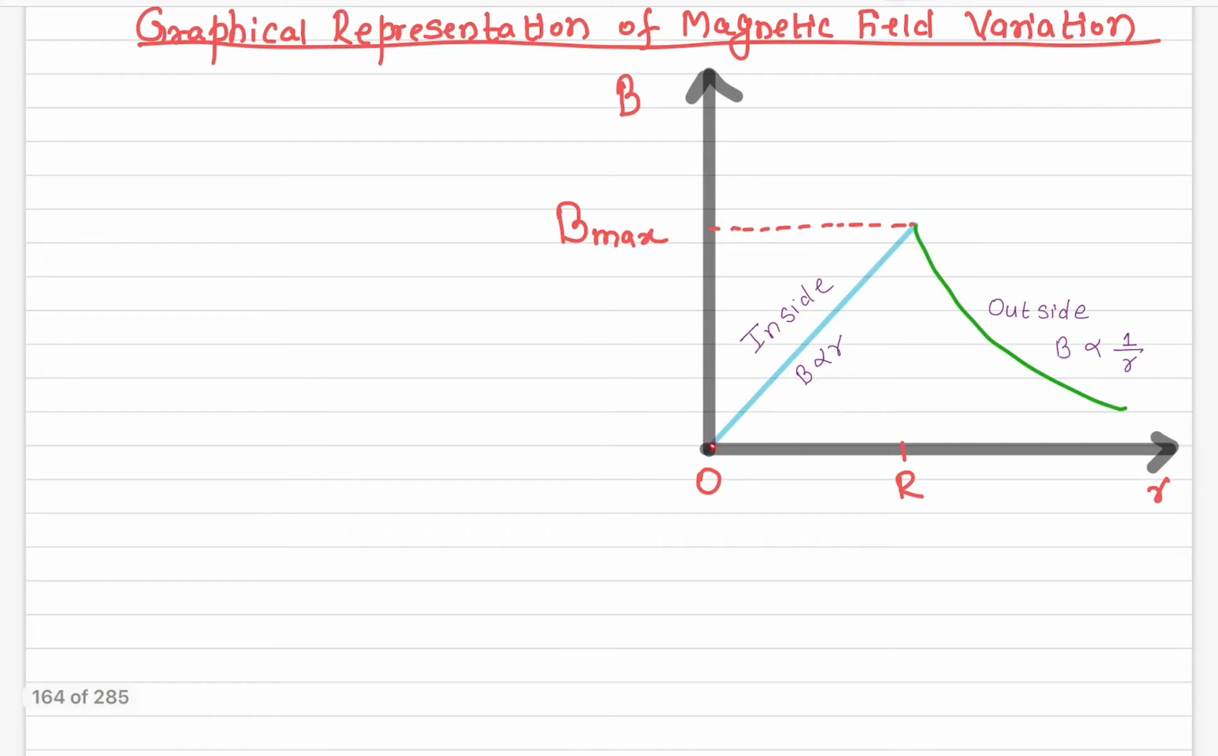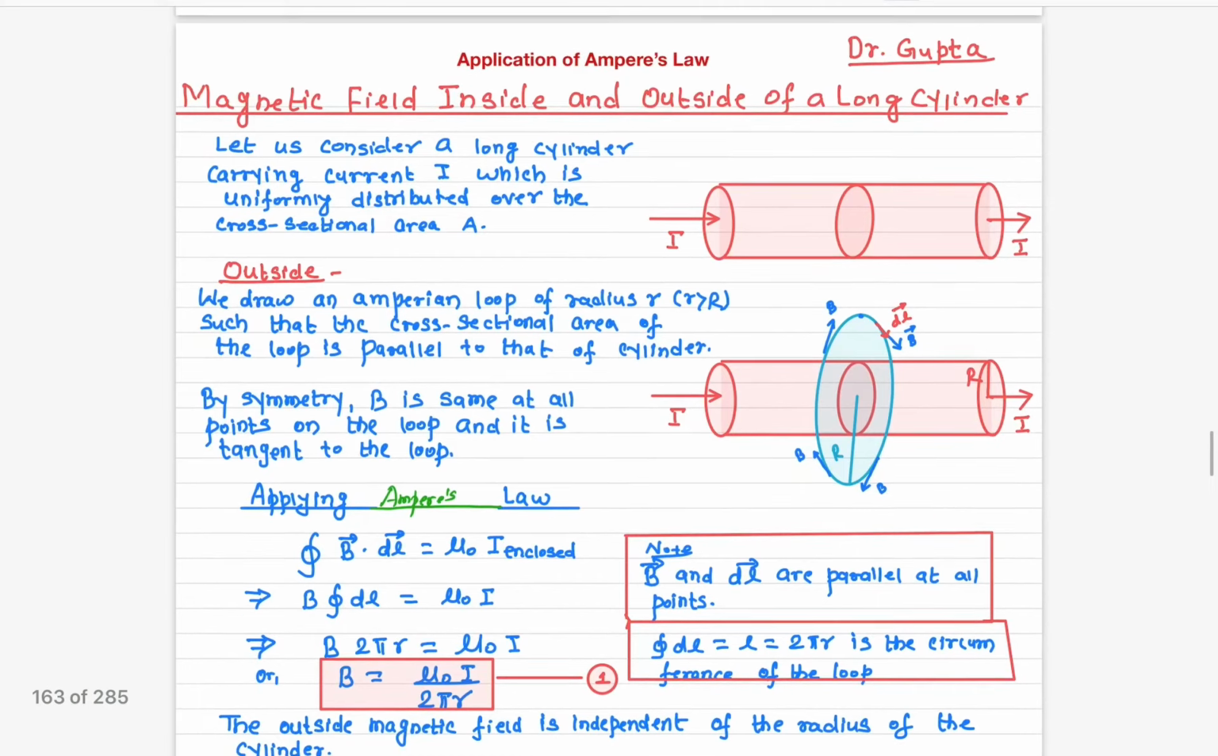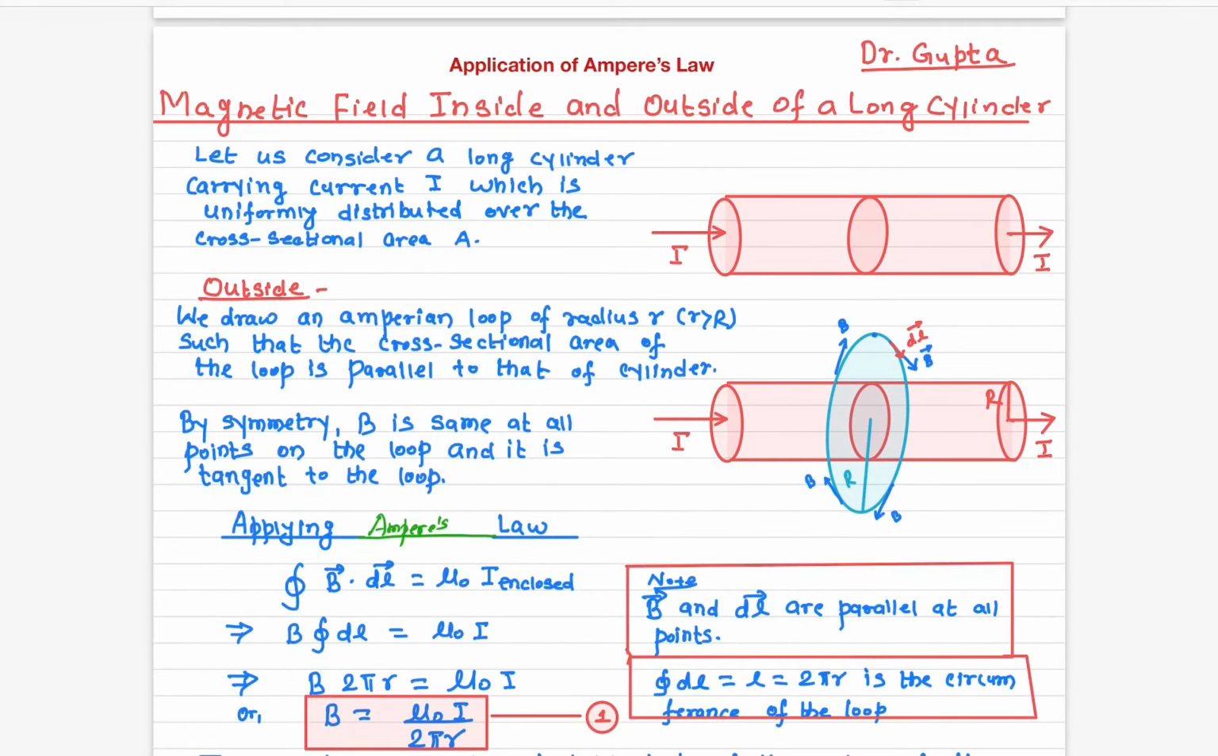Inside, the magnetic field increases linearly, and at the surface it is maximum. If we go further, then the magnetic field starts decreasing, as B is proportional to 1 over r. So the magnetic field is maximum at the surface and it is 0 at the center, and outside it decreases as 1 over r. All right, so here we found the magnetic field inside and outside a long cylinder by using Ampere's law.